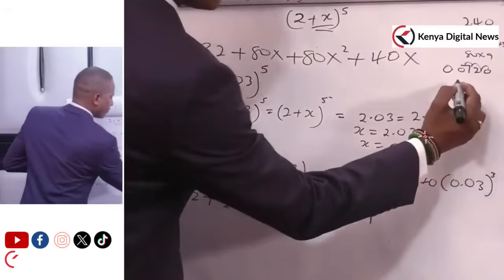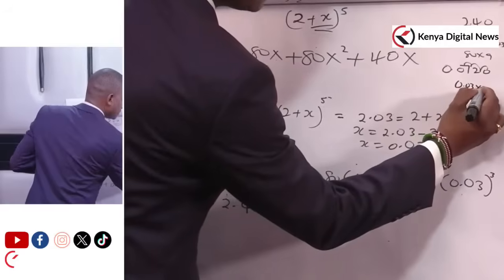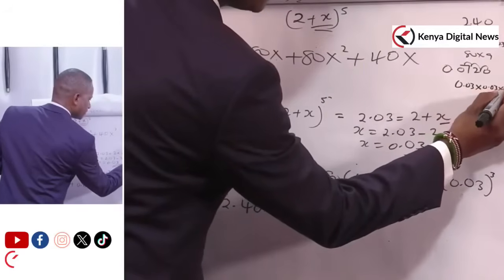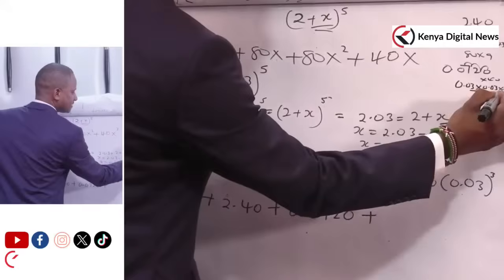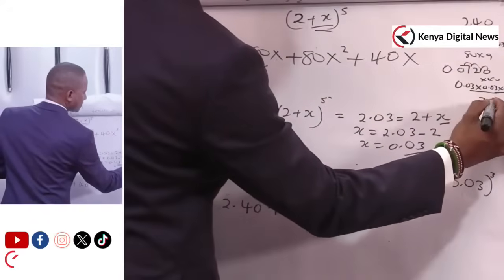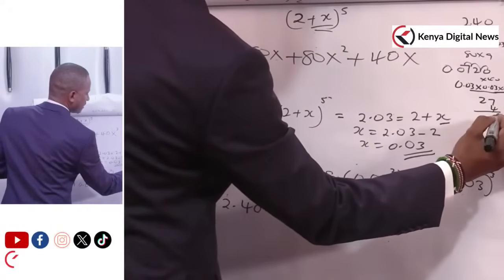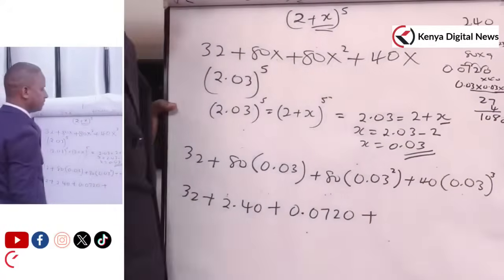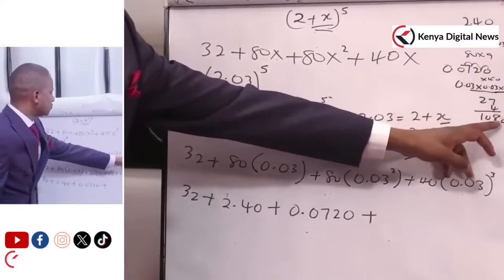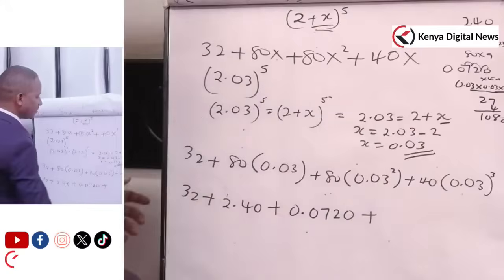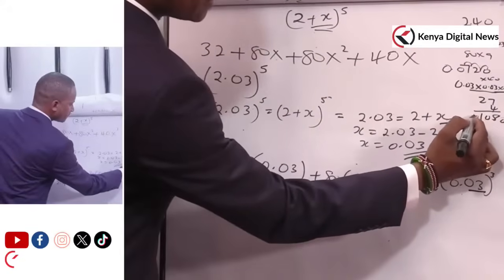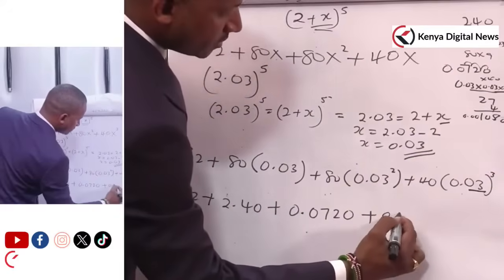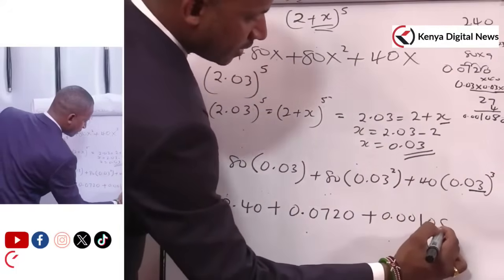So we have 0.03 times 0.03 times 0.03 times 40. This is 3 times 3 is 9, times 3 is 27. 27 times 40 is 1080. Then how many decimals? 6, so 1, 2, 3, 4, 5, 6. So this is 0.001080.